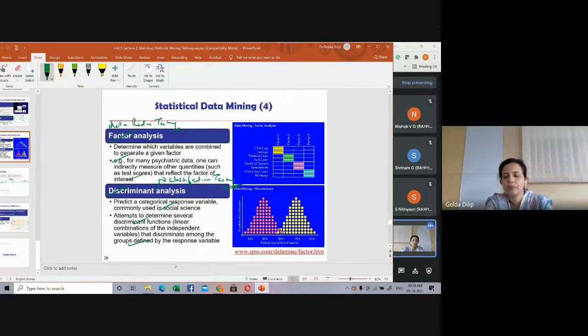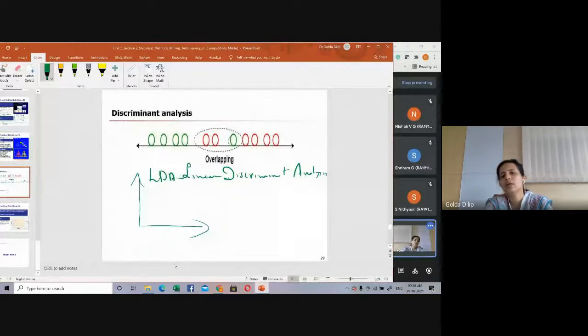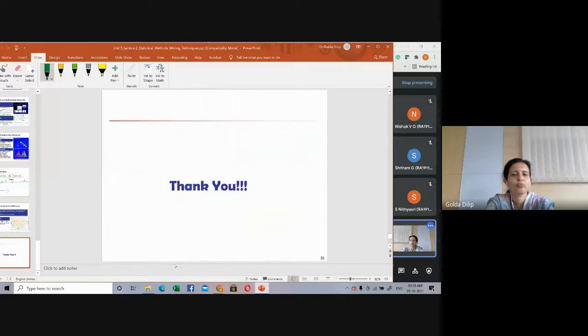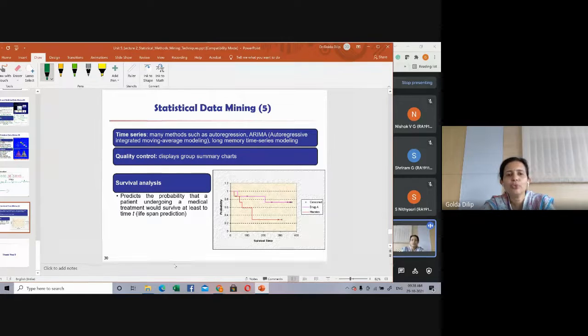So these are the two statistical data mining techniques. One is factor analysis, I gave you examples for it, and the next one is discriminant analysis. Now, coming to survival analysis and time series. For time series, there are many methods such as autoregression or autoregressive integrated moving average model, long memory time series modeling, and time series analysis of data displays group summaries and charts.